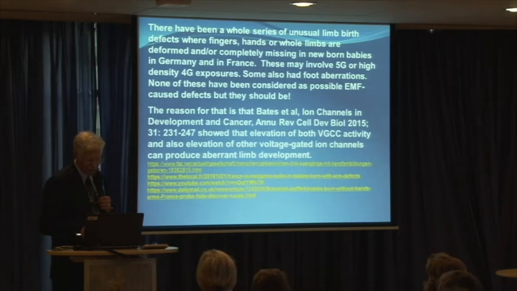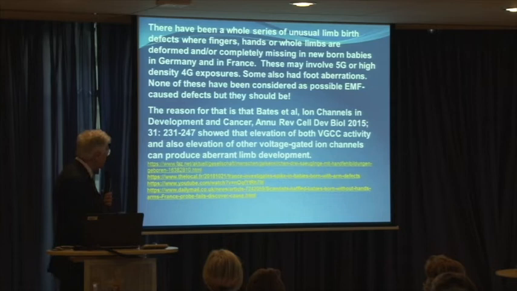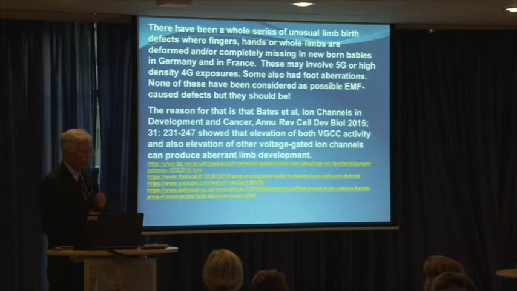Let me just say a few things about what we're actually seeing now. We're seeing unusual limb defects in humans in areas where we've had 4G or 5G or high density 4G exposures. Why do I think this has to do with EMFs? It's simply because the ion channels have been shown to cause those kinds of limb defects, both in animals and in humans. And these include both the voltage-gated calcium channels and also voltage-gated sodium channels, which are also activated by the EMFs. I haven't mentioned that.